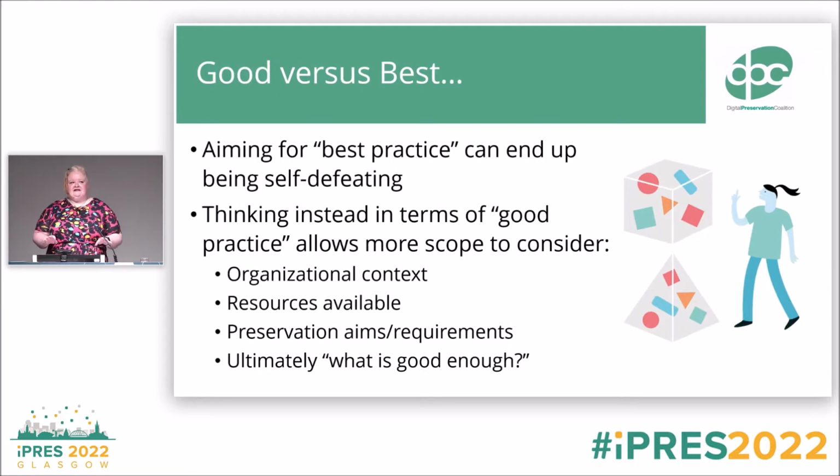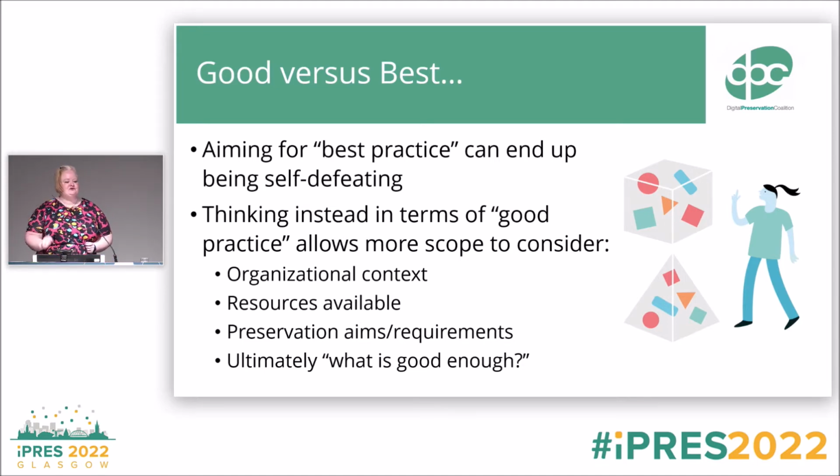I want to pause here, though, and talk for a little bit about the ideas of good practice versus best practice. And this is something we talk about a lot at the DPC. Because I think we all agree that aiming for best practice can be a fool's errand, that it can end up being self-defeating, and that you're setting yourself a target that you might never actually be able to achieve. So we always talk about good practice rather than best practice at the DPC.